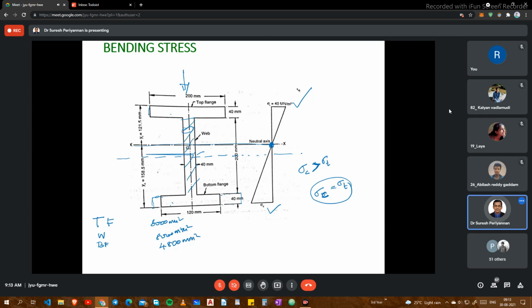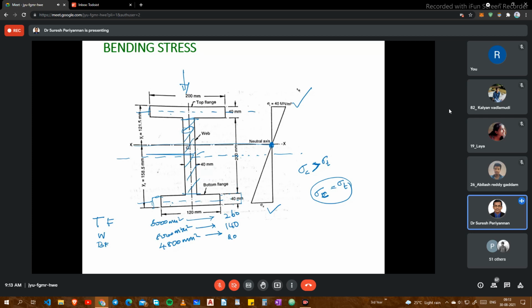Now, what is the centroidal axis? How can I find out the centroidal axis? Suppose this is the centroidal axis with respect to this flange, 20 mm. This is the bottom centroidal axis, 20 mm. What about this central axis? 40 plus 100, then 200. What is the middle of this? 200 divided by 2, 100. 100 plus 40, 140. What is this centroidal axis? This centroidal axis is 260. Where is this centroidal axis?